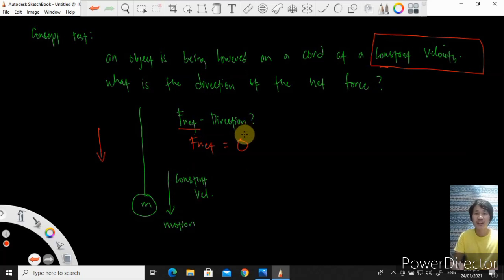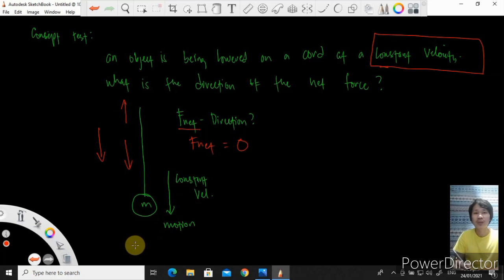Syempre, malilito kayo. Isipin nyo, sir, paano yun? Motion is downward eh. So, iniisip namin, the net external force is also downward. Ay, hindi nga, because the object is moving at a constant velocity. Probably, yung force na ina-apply ko sa kanya on this direction is exactly equal to the force of weight of this object M.